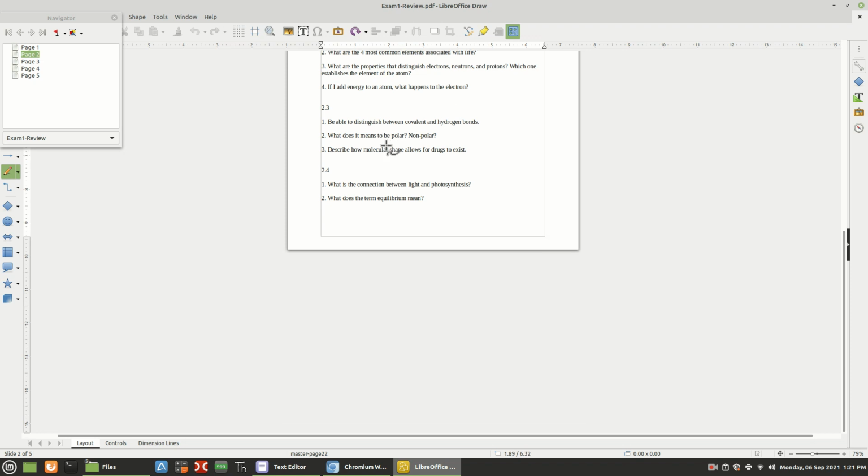Be able to distinguish between covalent and hydrogen bonds. That should be in the book, a little bit in the videos, and the internet if you have to go there.